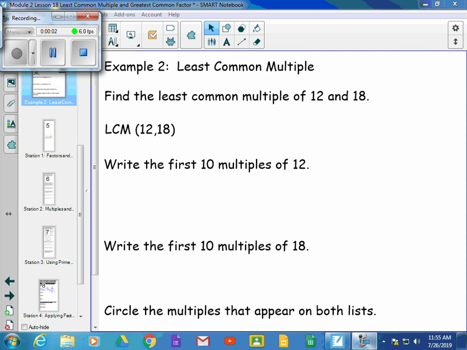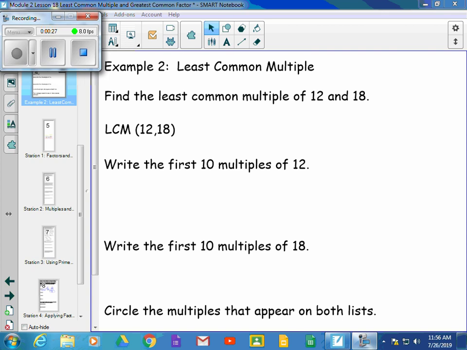Now we're going to go back to example 2. We're going to focus on least common multiple. Before we get into least common multiple, we have to understand the difference between a multiple and a factor. A factor is a number that's multiplied by another factor to get a product. A multiple is the product when you take a factor times another factor. So now we're looking for products here.